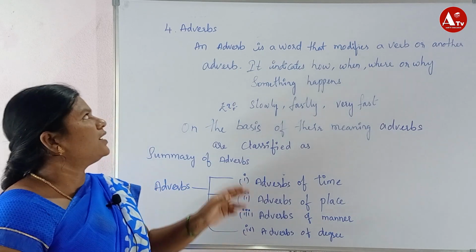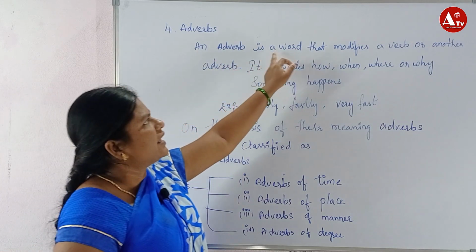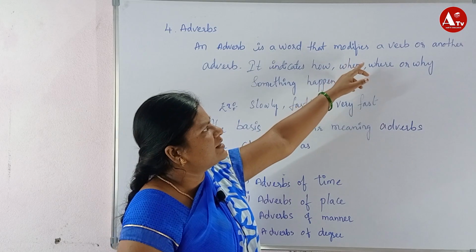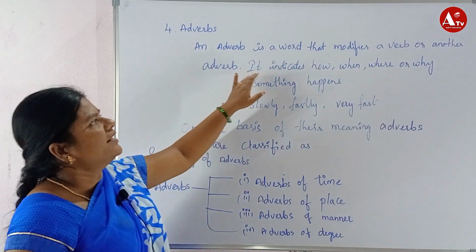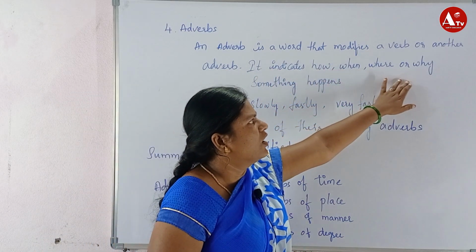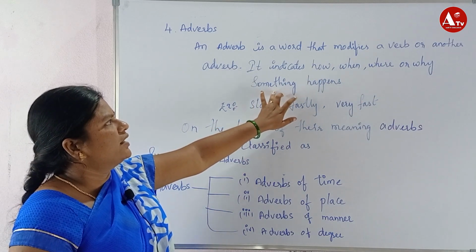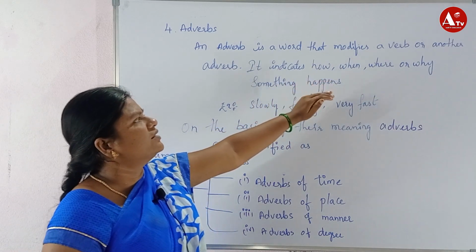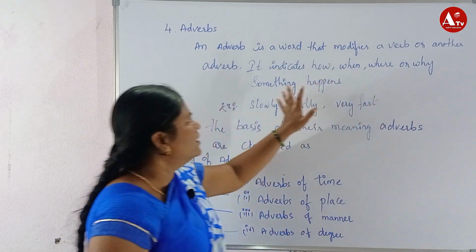Today our topic is adverbs. An adverb is a word that modifies a verb or another adverb. It indicates how, when, where, or why something happens. Here it indicates these questions. We generally get these questions: how, when, where, why.